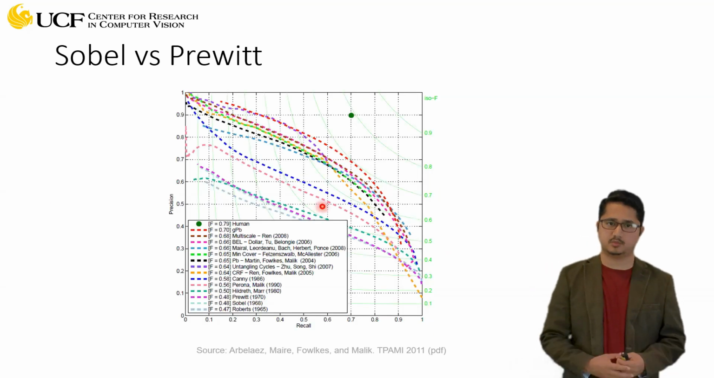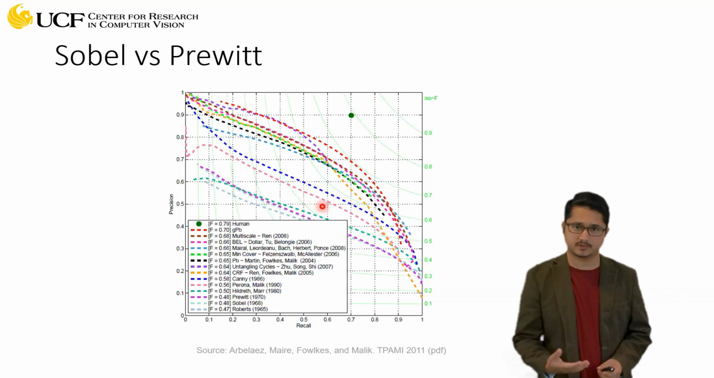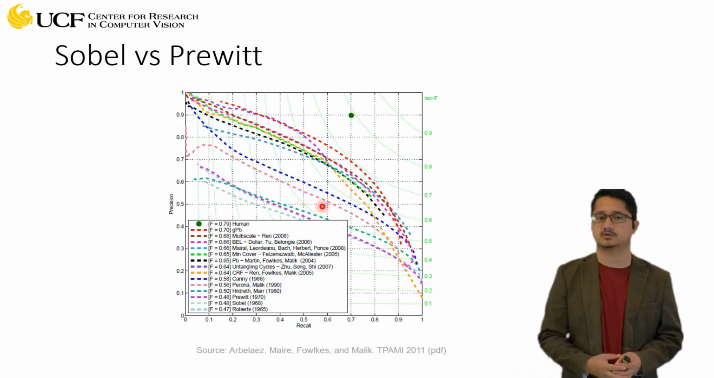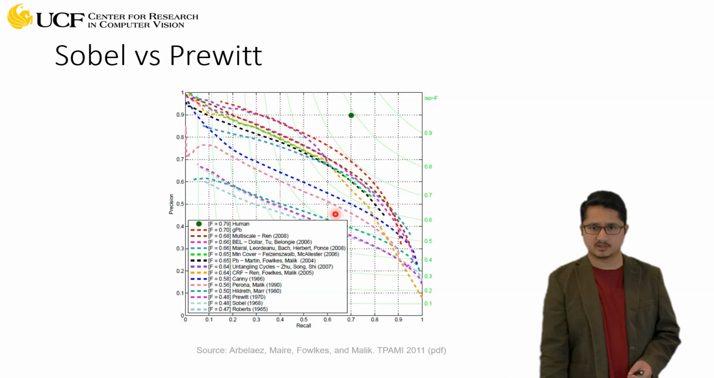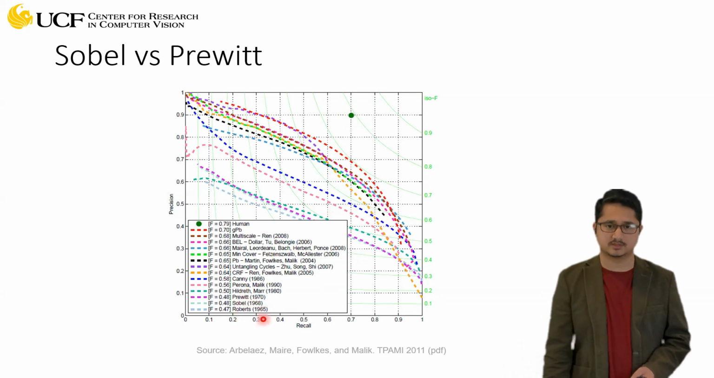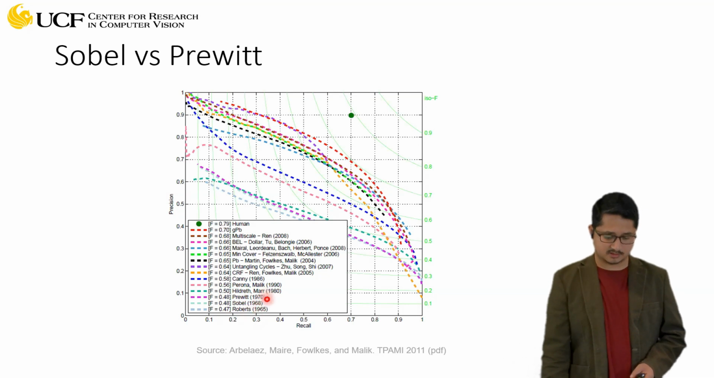Now, we have seen this plot earlier. This is one of the ways to evaluate the performance of your edge detection algorithm. And this green dot over here is human performance on this data set. And if you look at the Sobel and Prewitt, I think we briefly covered this in the last lecture as well. They are almost at the same time, 68 and 70. And the performance is almost similar, 0.48 and 0.48.